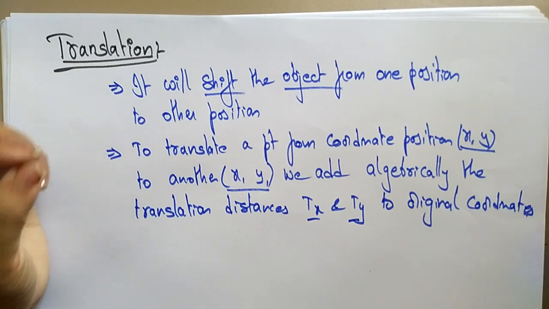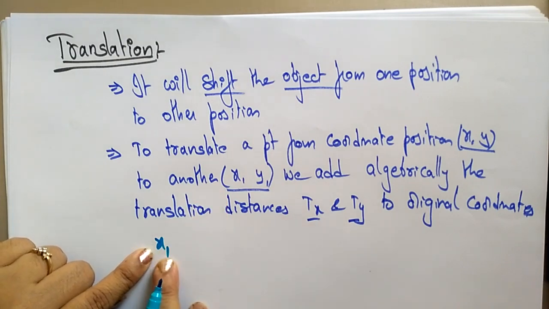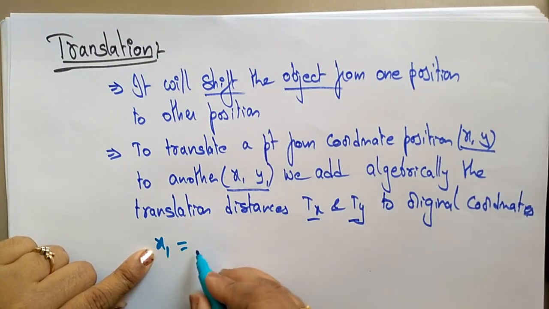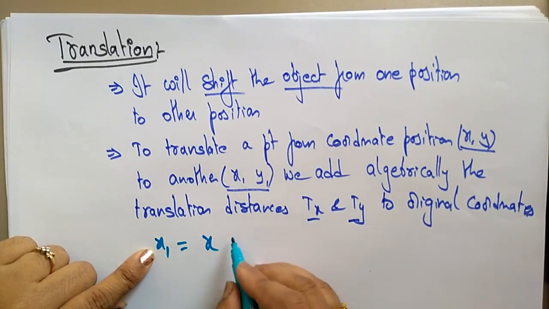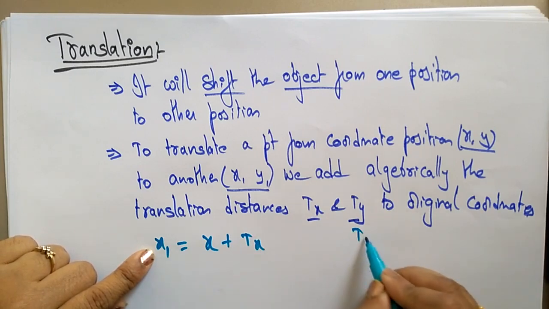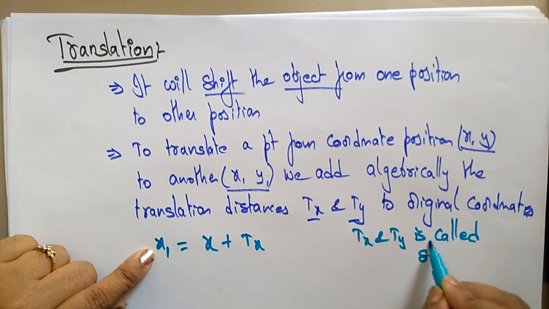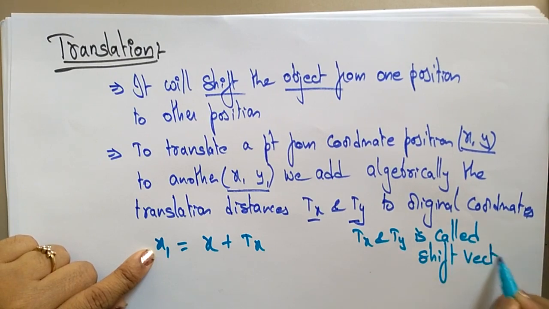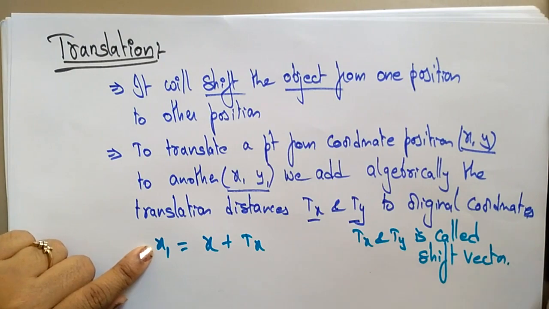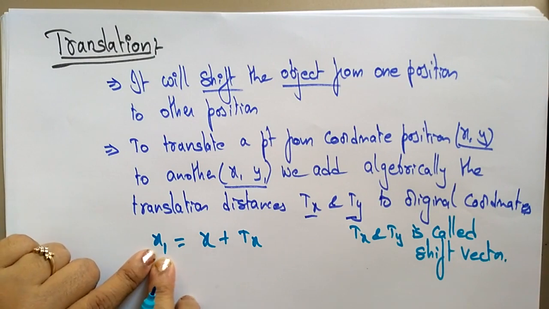So let me write it in terms of a line. What are the new coordinates? That is x1. I want to change that object to x1. So how will I get this x1? Simply adding the original coordinate to tx. Here tx and ty are called shifting factors, shift vectors, because I want to shift the object. If you want to shift the object, you need to add those shift vectors to the original coordinates, then the object will be shifted. So the new coordinate is equal to the original coordinate plus shift x.